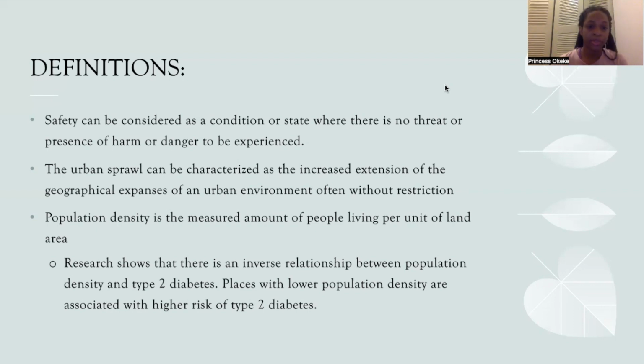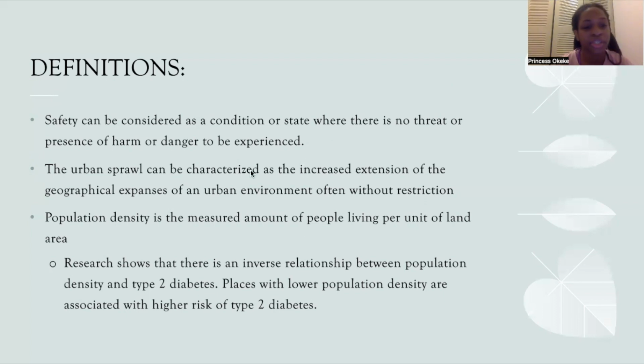Moreover, we have the urban sprawl, which is characterized as the increased extension of the geographical expanses of an urban environment, often without restriction. One of the problems of the urban sprawl is that because it is far from the city, people have to rely on long commutes to get to their work areas. So they are going to depend on motorized travel, where they use cars to get to their workplaces. This means that they are spending less time engaging in physical activity, which then increases their chance of diabetes.